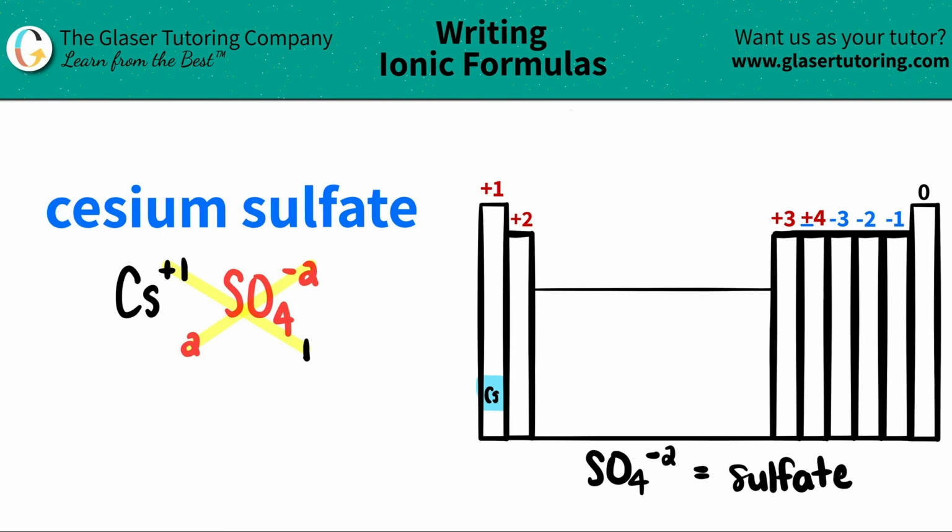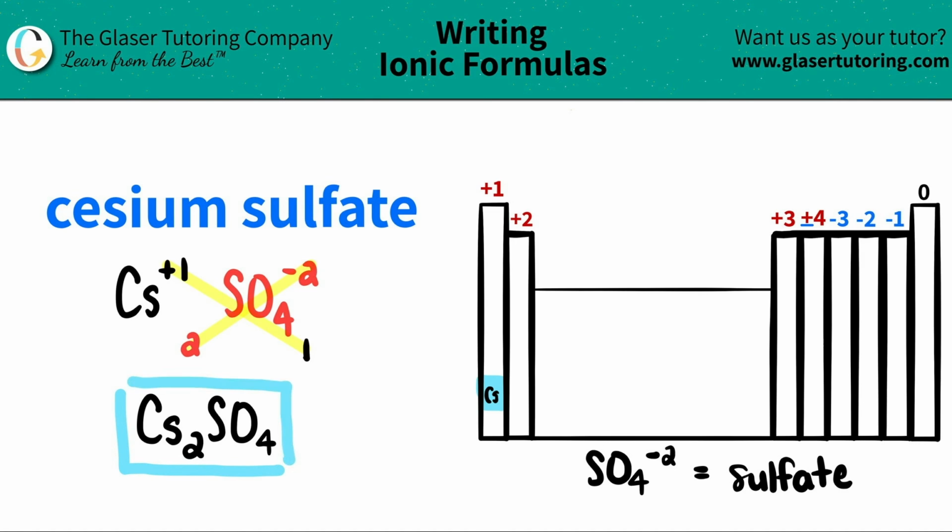So now, I'm just ready to write. I got cesium. It's telling me that I need 2 of them, so I have to write that 2 there. But since I only have 1 of the polyatomic sulfate, I don't need parentheses, so I'll just write it as SO4. And I don't need to write that I have 1 of them. I could just leave it as SO4. And I'm done. Cesium sulfate is Cs2SO4.